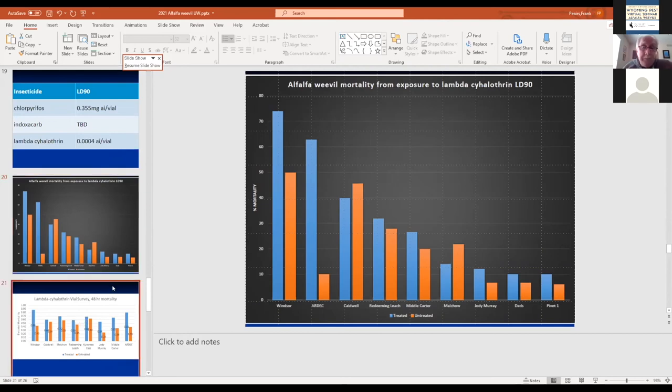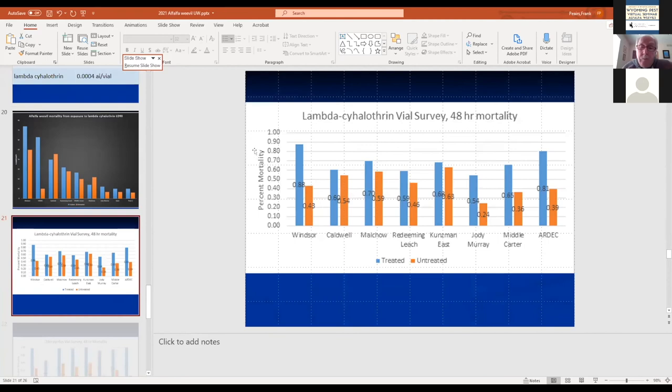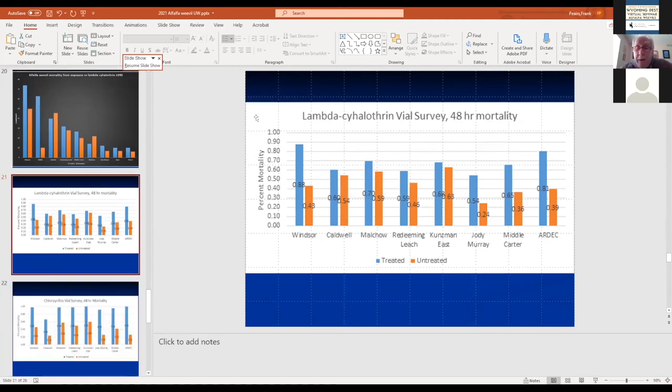In the following year, we repeated the lambda-cyhalothrin, and a couple of things here. One, we still have issues with our untreated control mortality, and also the levels of resistance don't seem to be quite as high as they were in the previous year. If you go back to those on-farm studies, I think we are seeing that resistance is variable in time, and most likely space as well.